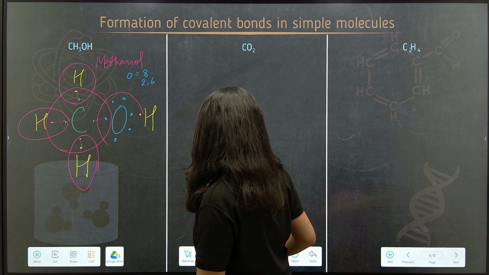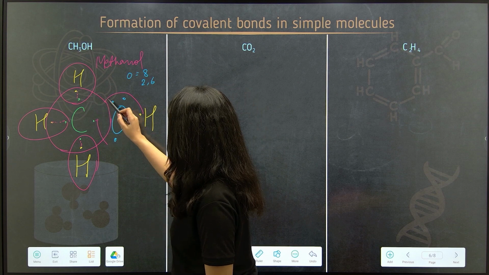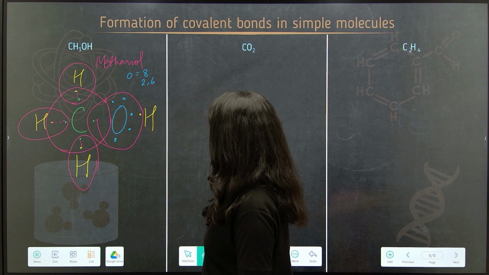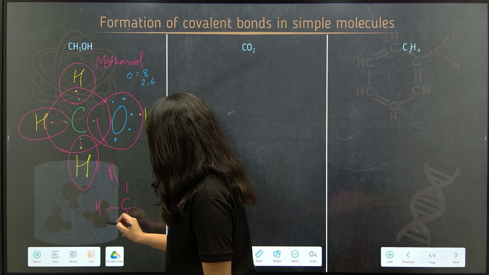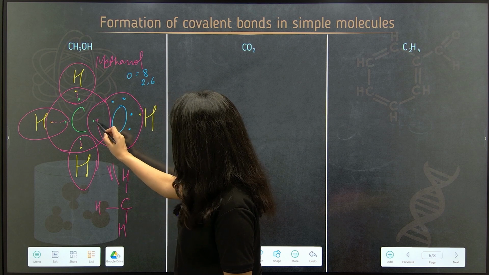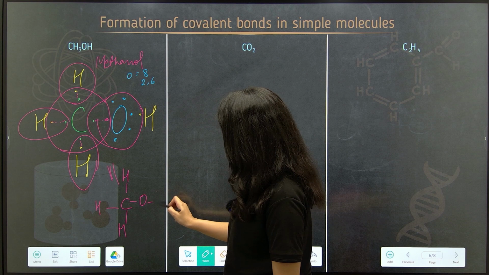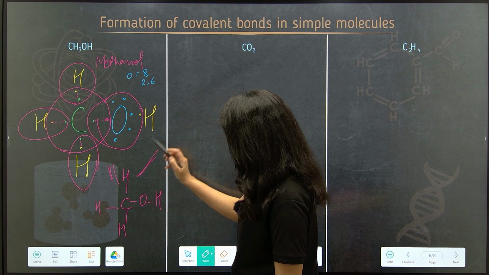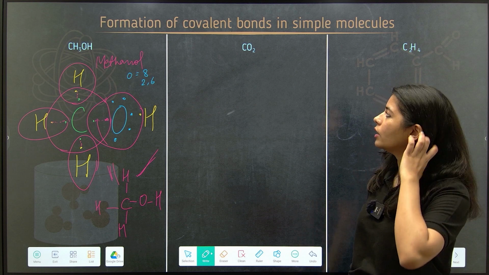Like this, right? So let's draw. Carbon is sharing an electron with each hydrogen. Then 1 electron is being shared here with oxygen, and then oxygen shares with hydrogen. So this becomes a proper representation of how bonds are formed in methanol, right?